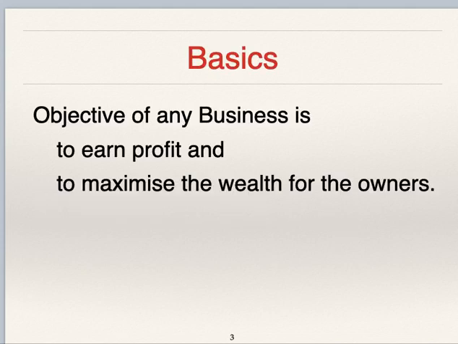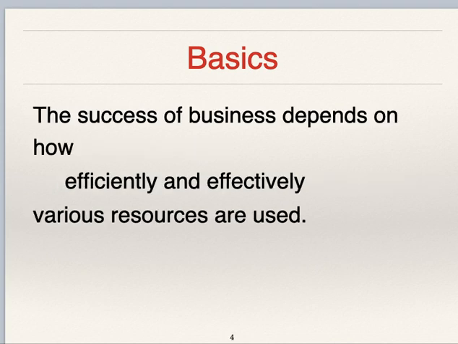There are various types of businesses like sole proprietorship firm, partnership firm, joint stock companies. But objective of most of these businesses is to earn profit and to maximize the wealth for owners. Success of any kind of this business depends upon how efficiently and effectively various resources are used.